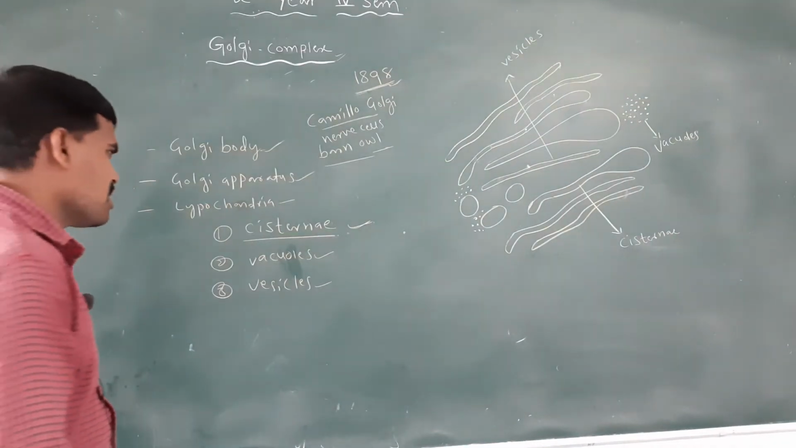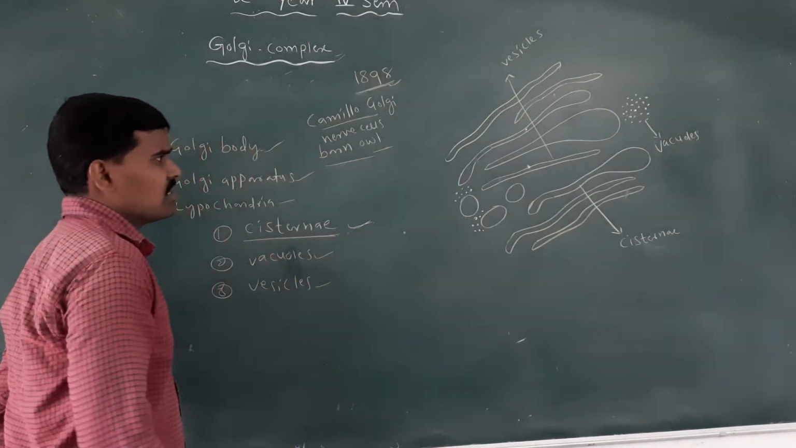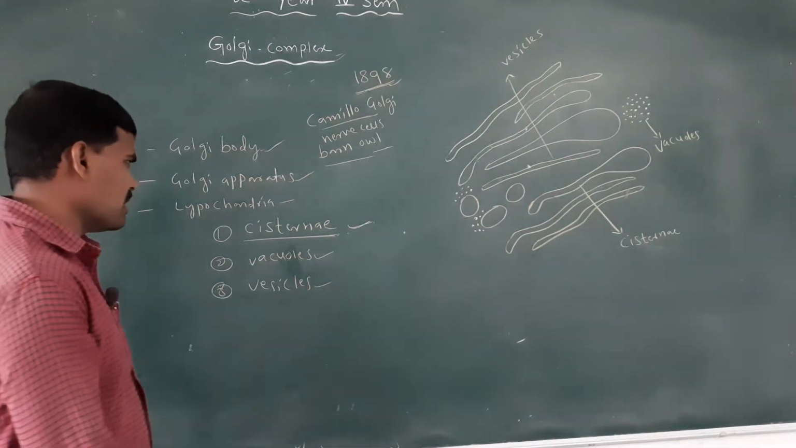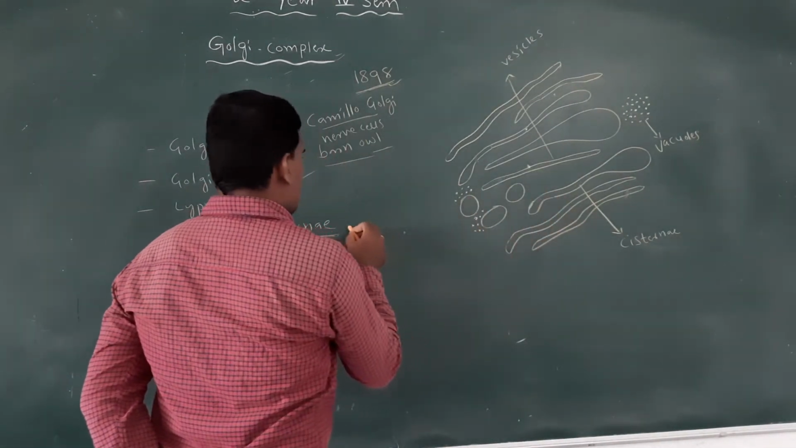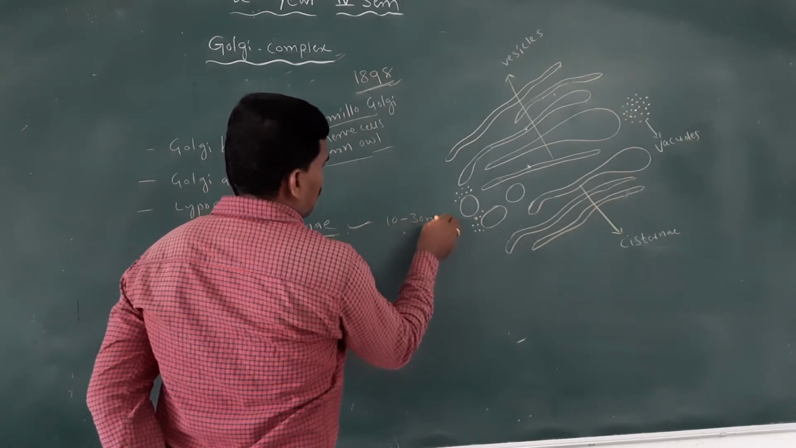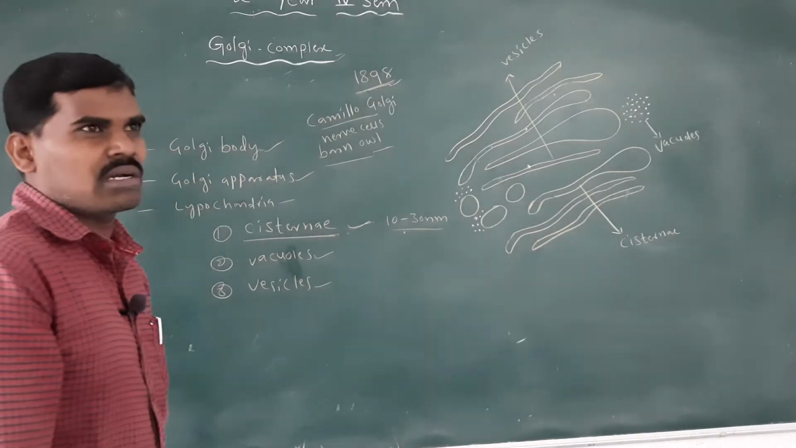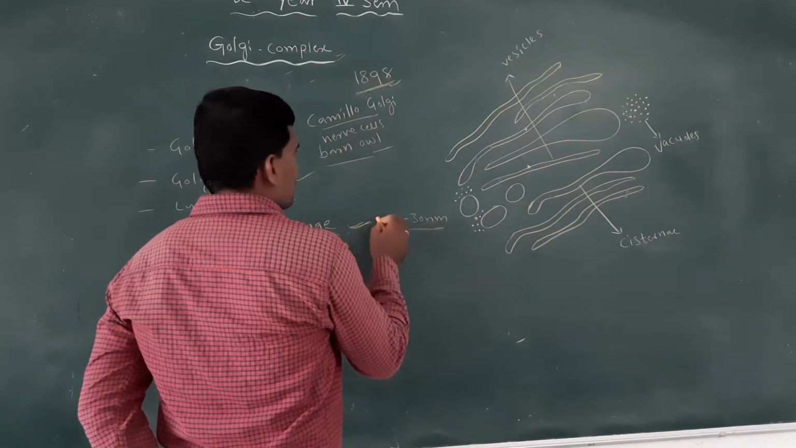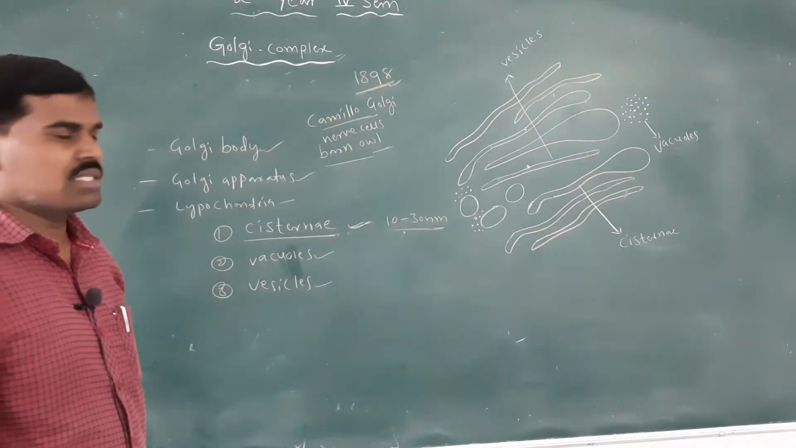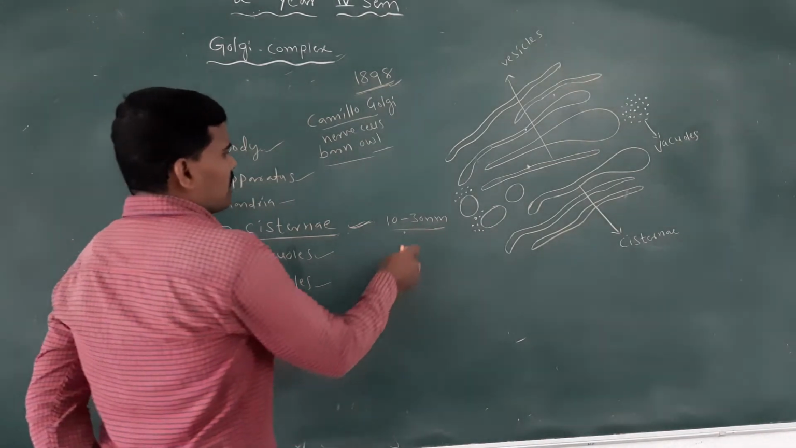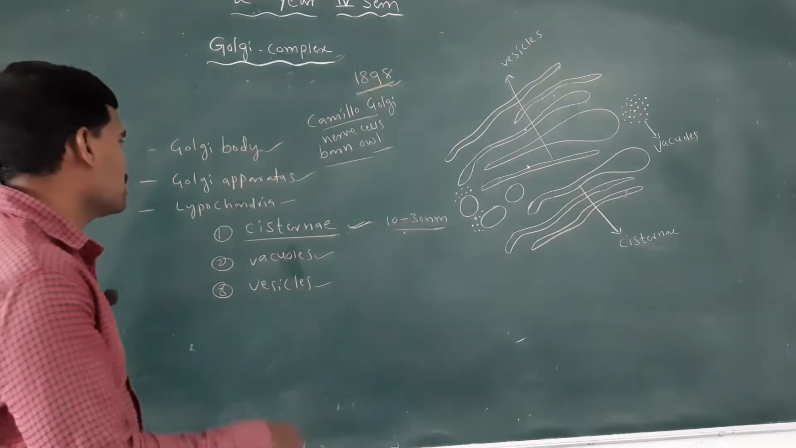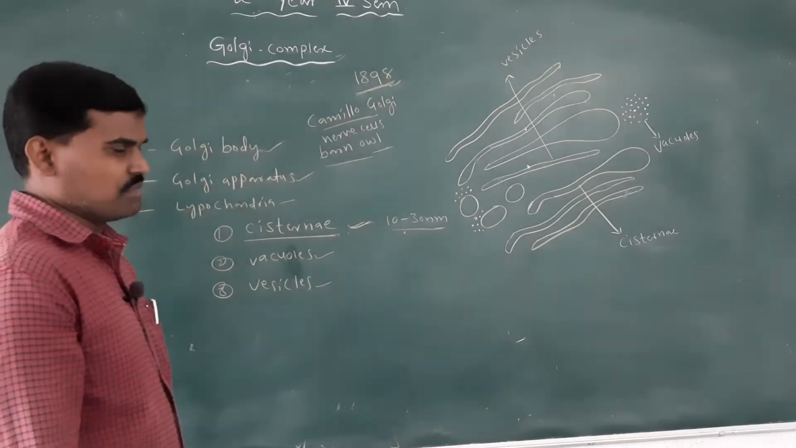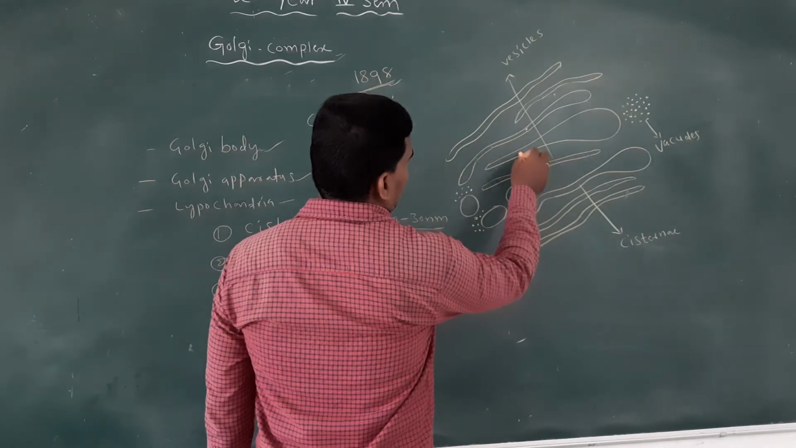The cisternae are long, flattened structures, 10 to 30 nanometers in length. The cisternae are arranged one by one in parallel. This is one cisterna, this is another cisterna, in a one-by-one parallel arrangement.